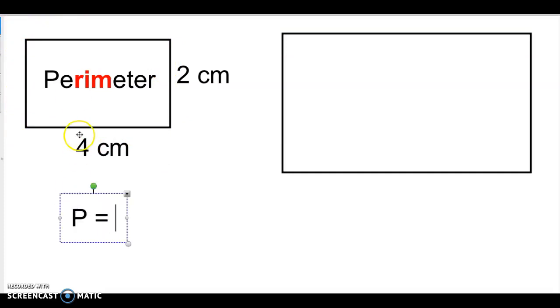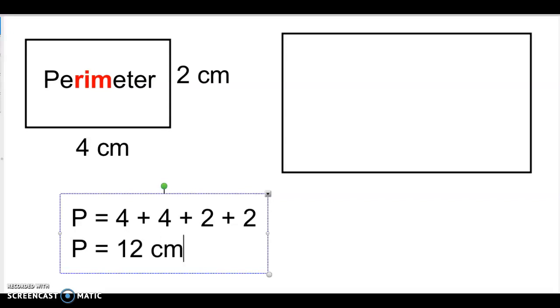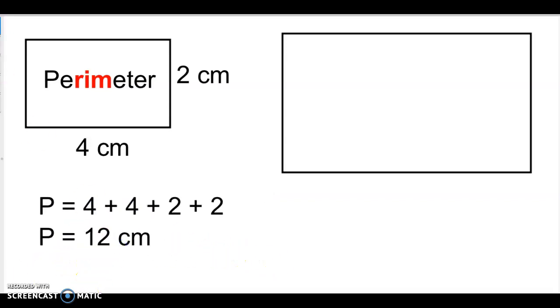That means opposite sides of a rectangle are equal. So I'm going to add 4 plus 4 plus 2 plus 2 again. And my perimeter is going to become 12 centimeters. Perimeter is just expressed in centimeters or inches. It's not square units because perimeter is the distance around the figure, whereas area is what's inside.